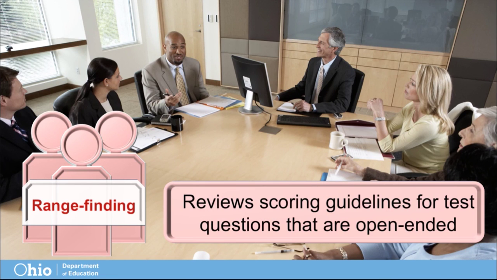The Range Finding Committee meets after test questions undergo field testing. The committee members review scoring guidelines for test questions that are open-ended. The committee uses a rubric or set of parameters to score the question. These committees establish the range of acceptable responses, including no credit, partial credit, and full credit.